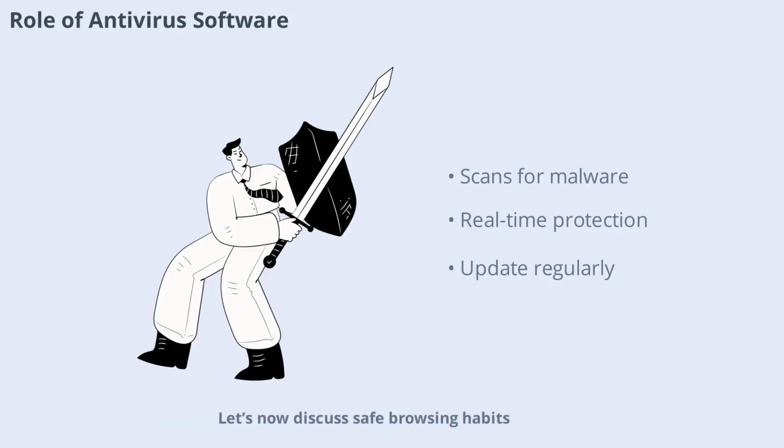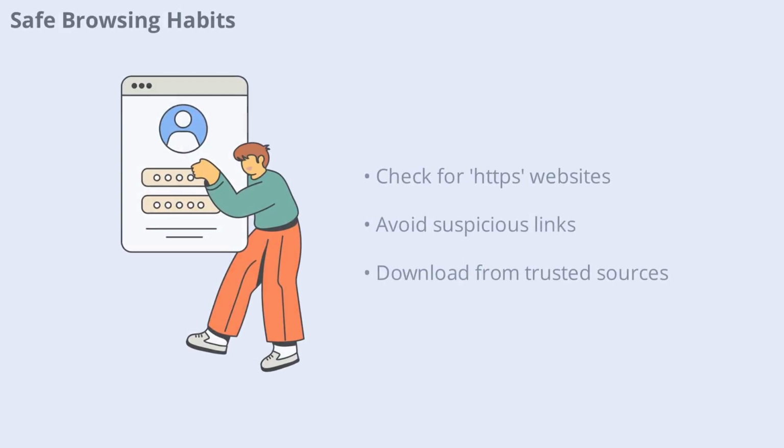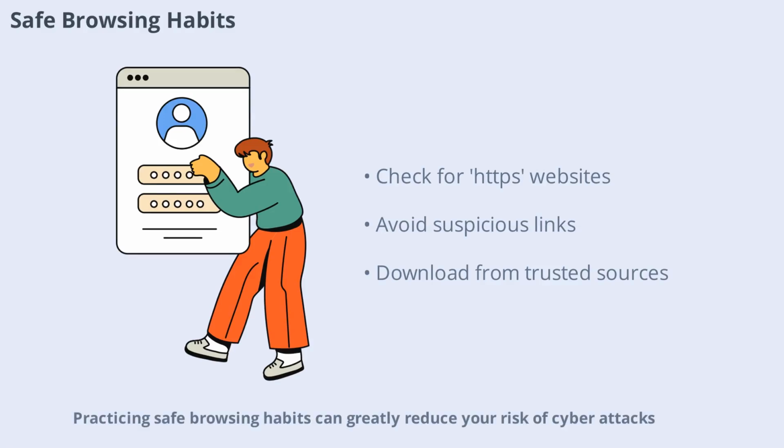Let's now discuss safe browsing habits. Practicing safe browsing habits can greatly reduce your risk of cyber attacks. Always check website addresses for accuracy and look for secure connections, indicated by HTTPS and a padlock icon. Avoid clicking on suspicious links or downloading files from unknown sources. Being cautious online helps protect your personal information and keeps your devices secure.